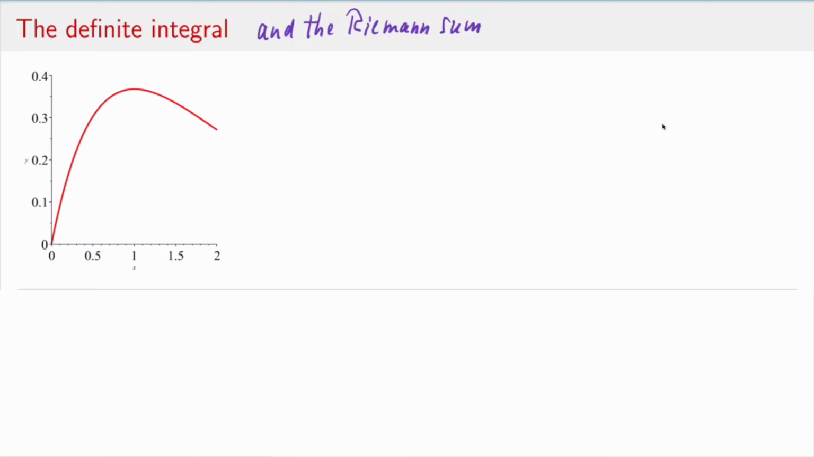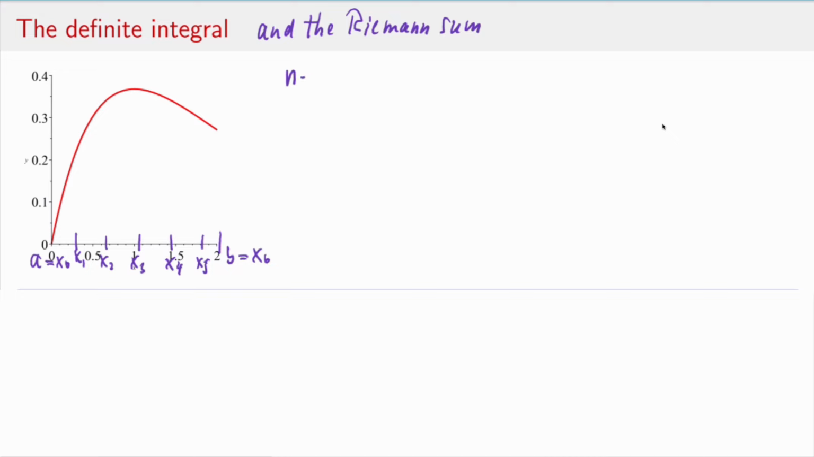And to be more specific now, I will call the endpoints here A and B. So 0 is A, 2 is B. And then I subdivide this interval AB into n subintervals. So let's maybe do one here, and one here, and one here, and one here, and one here, and one here. And then A I call x0. The next point is x1, x2, x3, x4, x5. And B would be x6. So here I have 6 intervals.